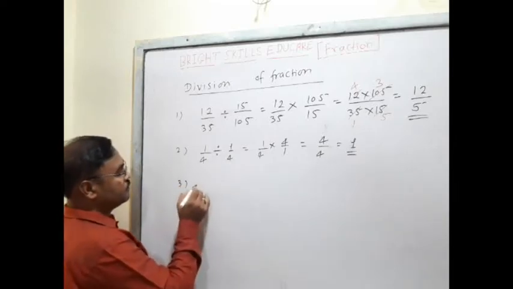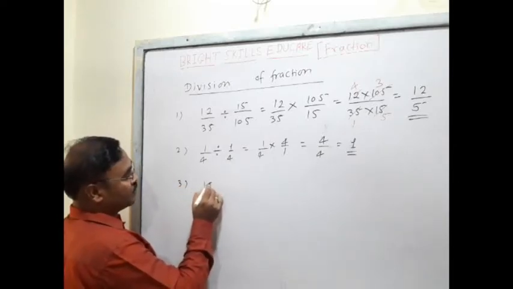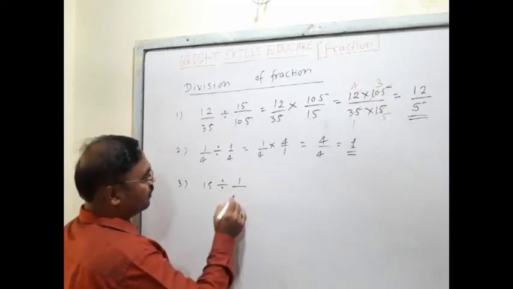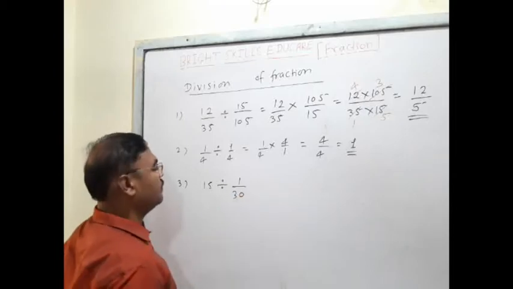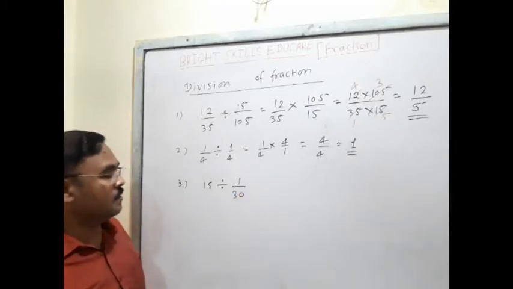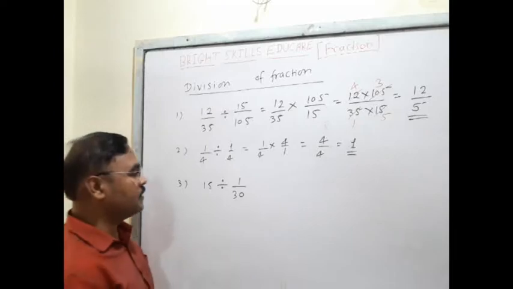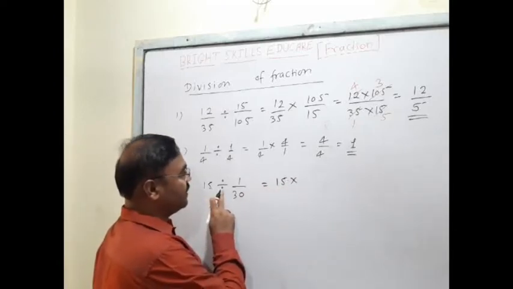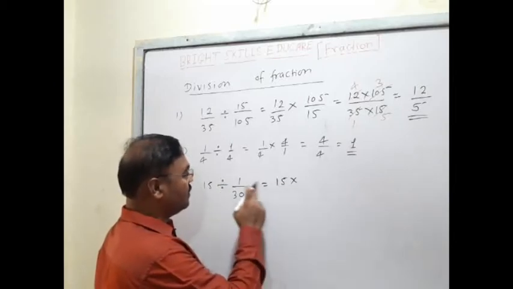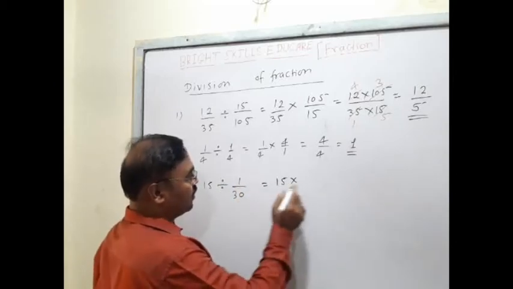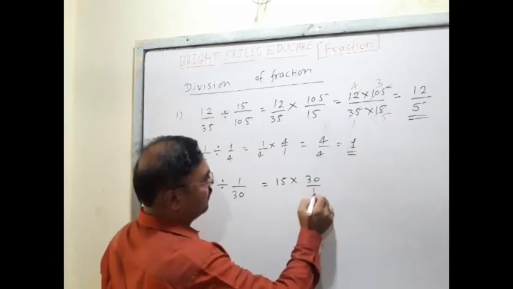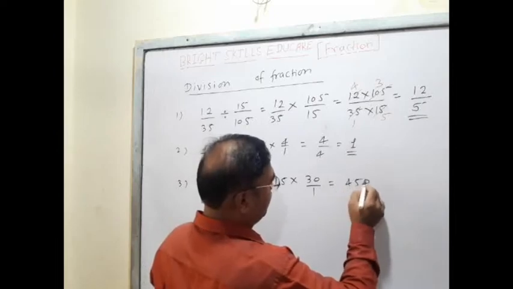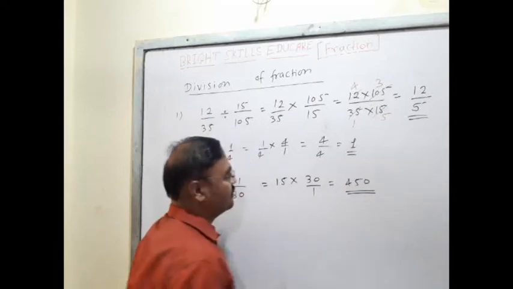Third sum, 15 is divided by 1 upon 30. What will be the answer? 15 is divided by 1 upon 30. 15 into, division sign converts into multiplication sign. Reciprocal of 1 upon 30 is 30 upon 1. Now it is 15 into 30, 450. This is your final answer.